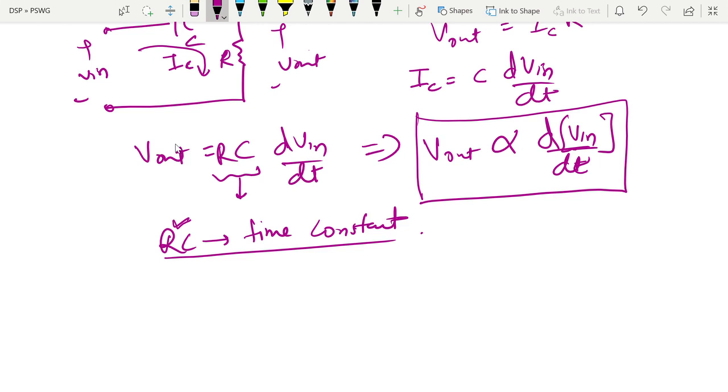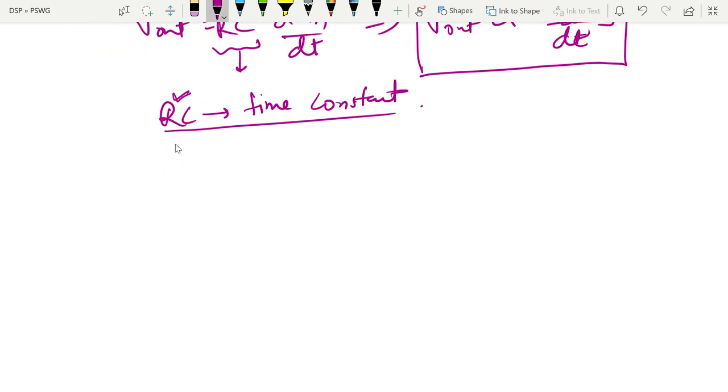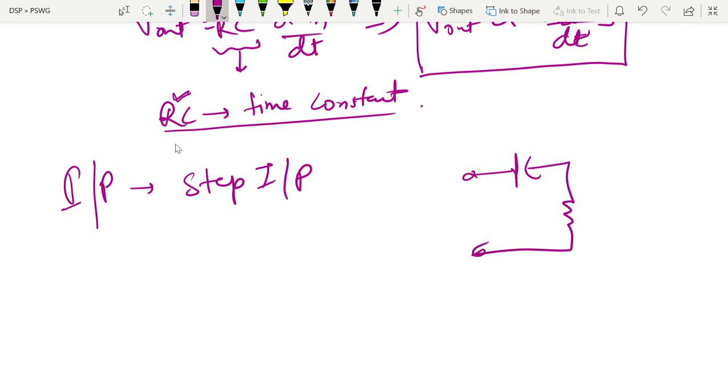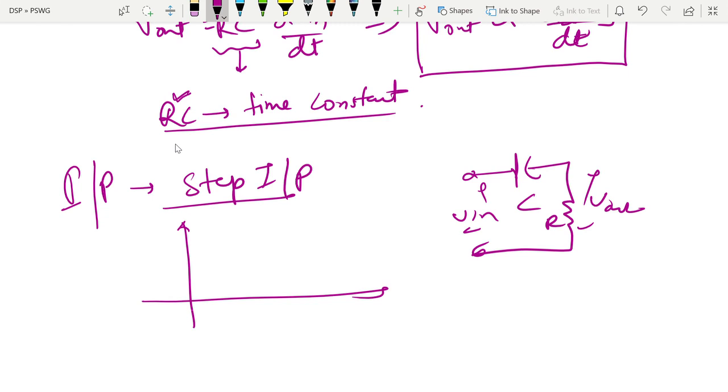For example, for the input voltage to this high pass filter, if we consider a step input in this high pass RC circuit, here is the input, there is the output, and we are considering a step input here. For example, the step input has value V.